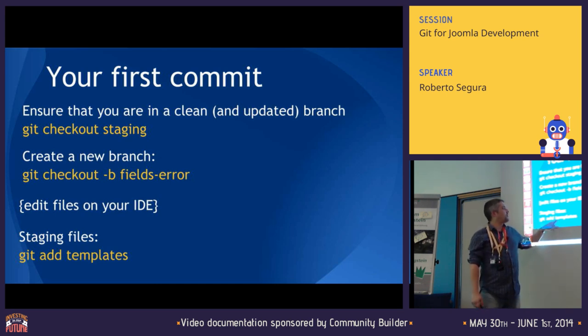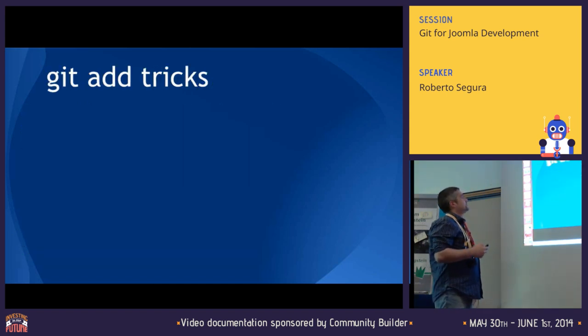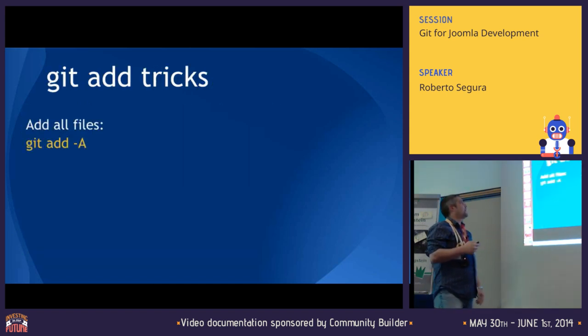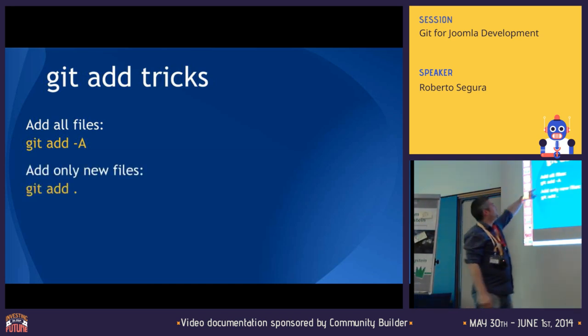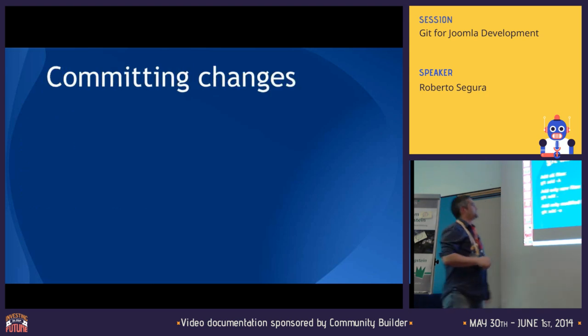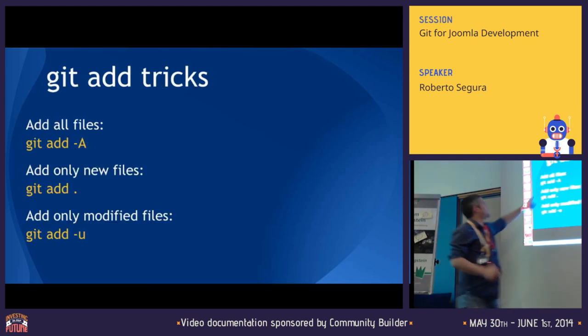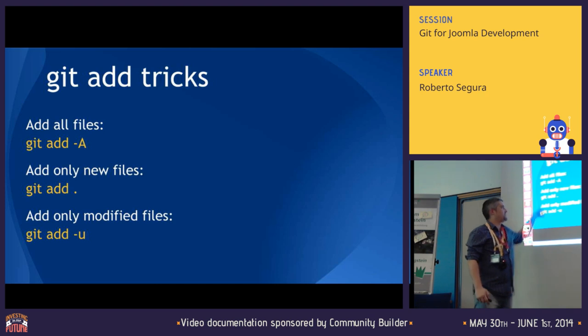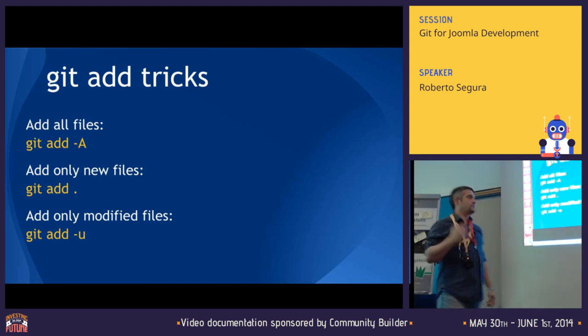Git add templates will add all the files modified inside the templates folder, and they will be marked as going to be merged. So the most common git add modifiers are: git add uppercase A is to add all the files, git add dot is to add the new files, it won't add the deleted files, for example, and git add u adds only the modified files. The most common is to use that, but you can be selective to add files to the staging.